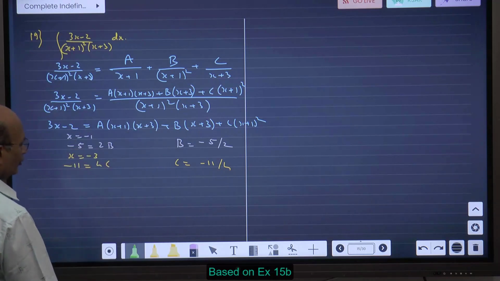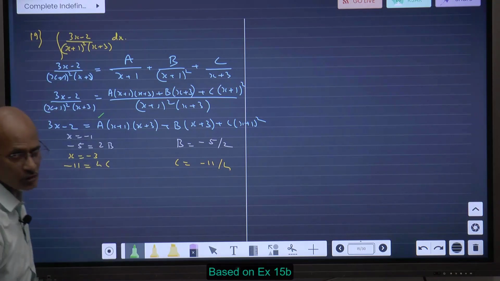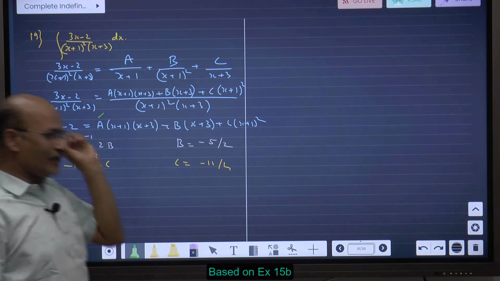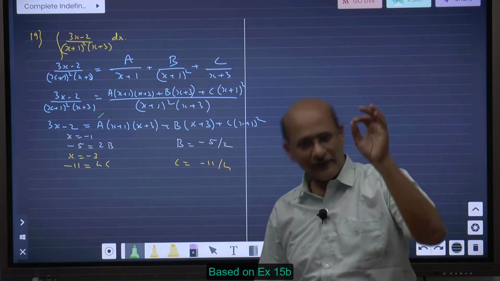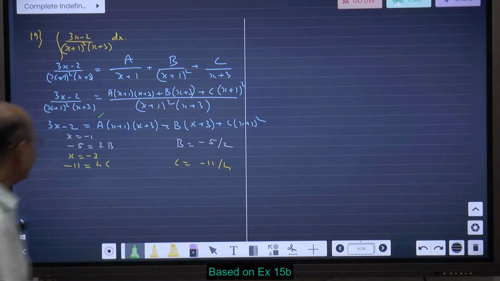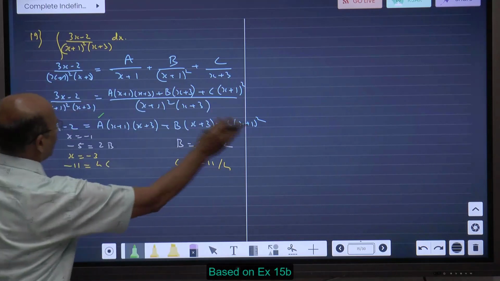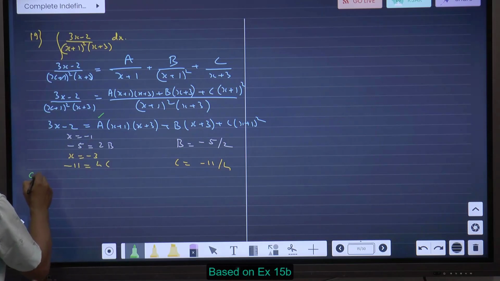Then is there any other linear factor? No. So once I get B and C, only one constant is left, A, which you have to find. Whenever only one constant is left to be found, what I do is compare the constants on both sides. Very easy to do. So comparing constants.